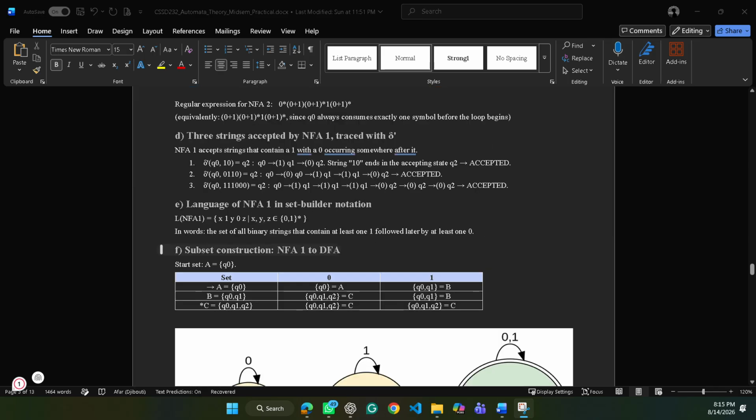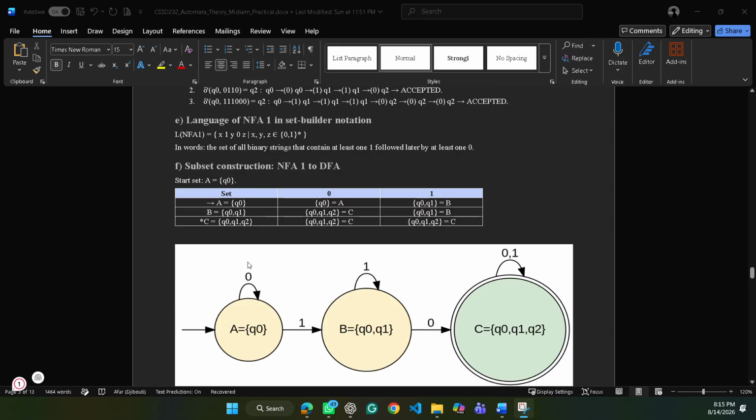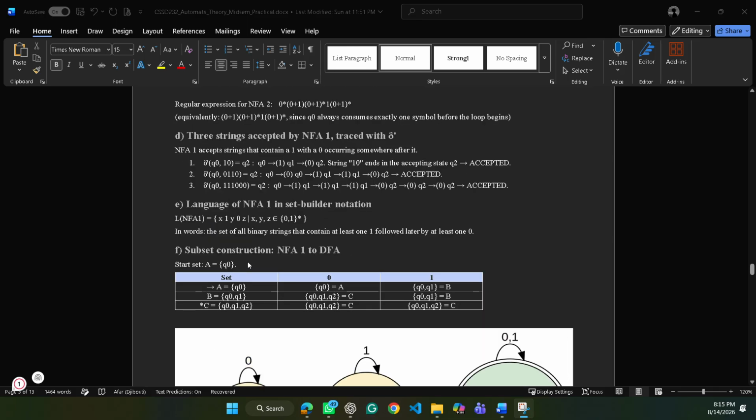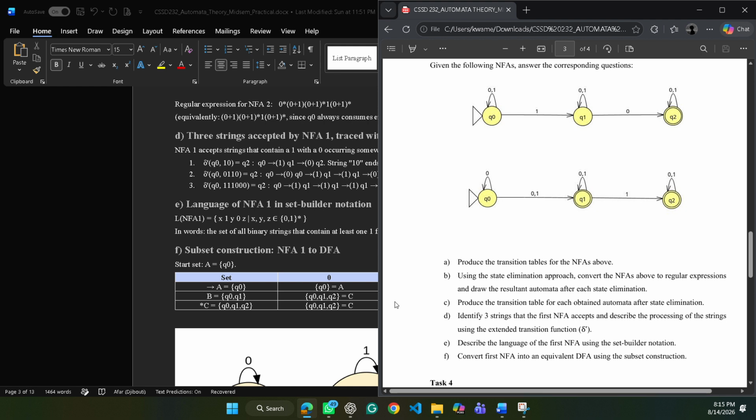Yes, so that's what we're doing here. Starting from Q0, the first string is 10. Why do you say the first string is 10? Because starting from Q0 in the NFA in the question, you can clearly see that if you had Q0 here and you receive an input of 0... let's just put the string down.